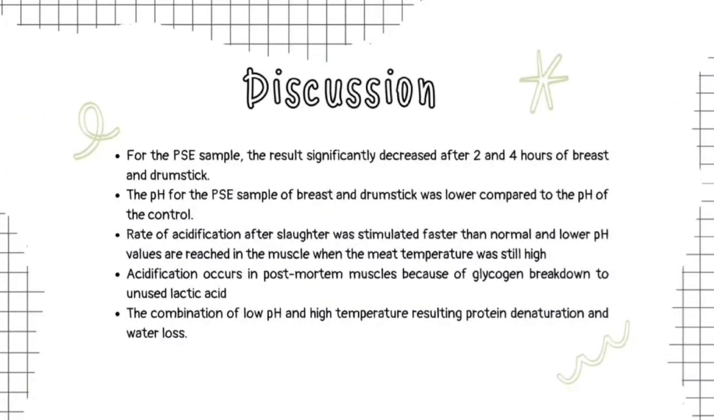The pH for control of the breast and drumstick after 4 hours is pH 6.38 and pH 6.42. For the PSE sample, the result significantly decreased after 2 and 4 hours for breast and drumstick. The pH for the PSE sample of breast and drumstick was lower compared to the pH of the control. The rate of acidification after slaughter was stimulated faster than normal, and lower pH values are reached in the muscle when the meat temperature was still high. The combination of low pH and high temperature results in protein denaturation and water loss.